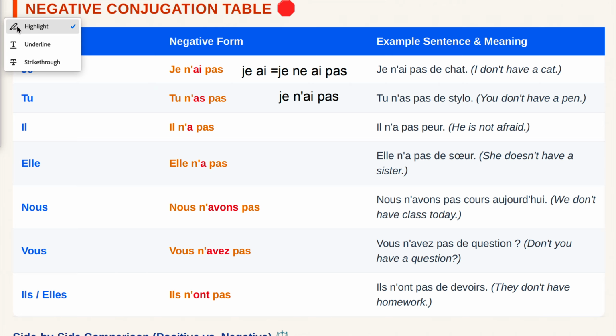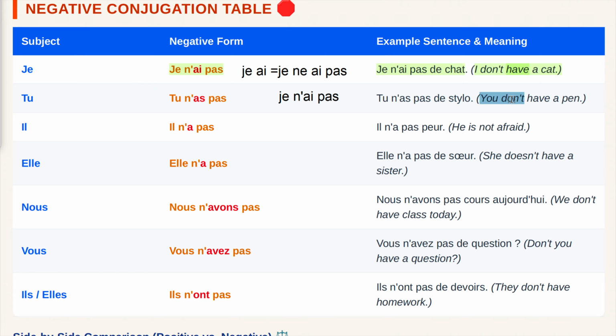Okay, so je n'ai pas means I don't have. If you want to say I don't have a cat, we use de instead of un. It becomes je n'ai pas de chat. Je n'ai pas de chat means I don't have a cat.